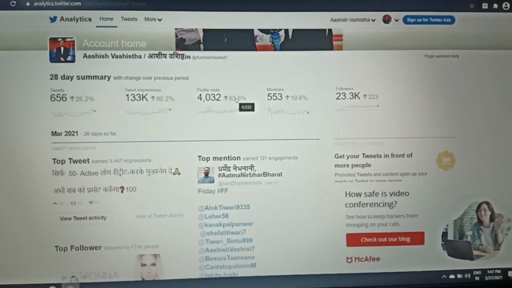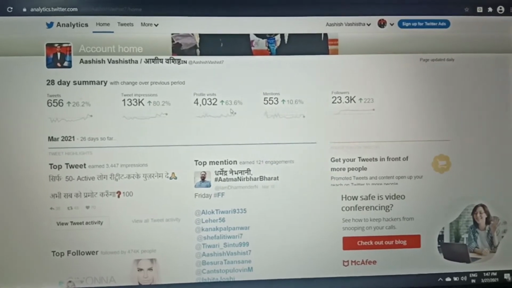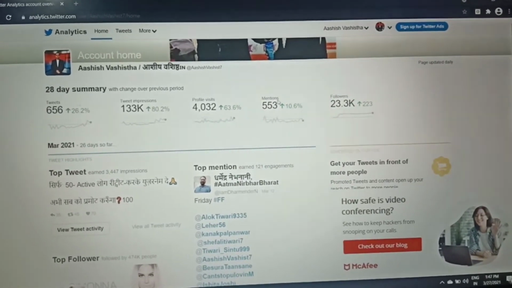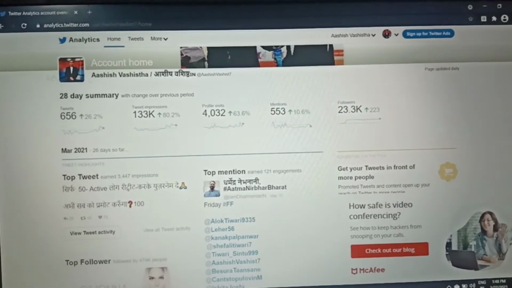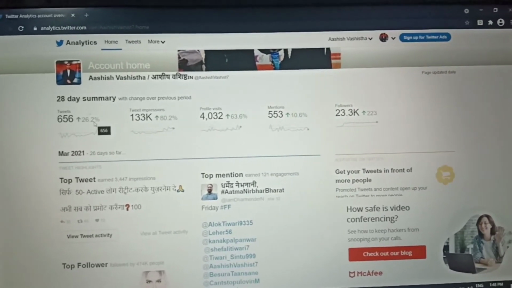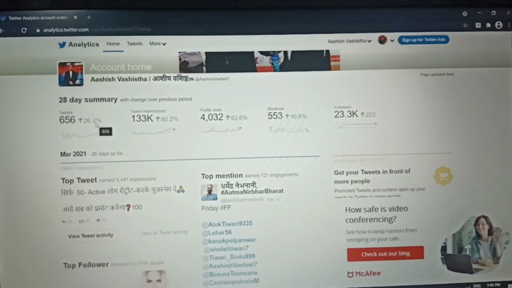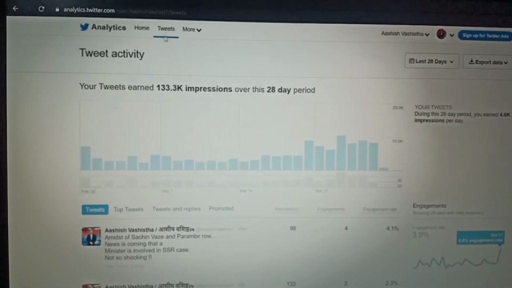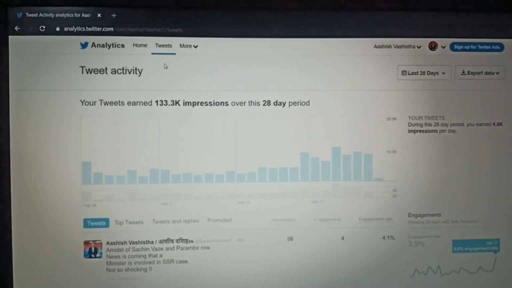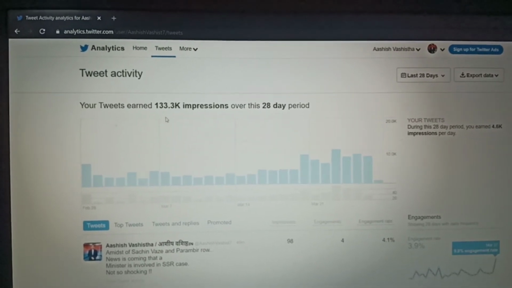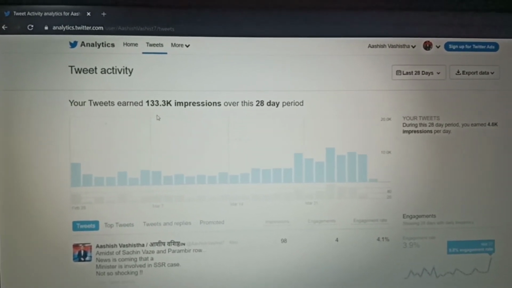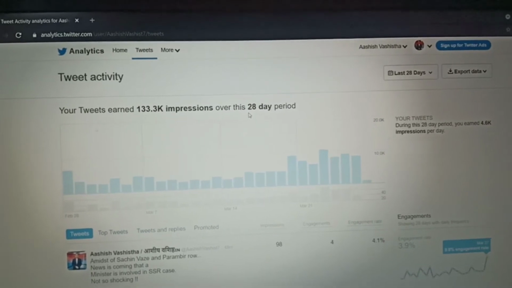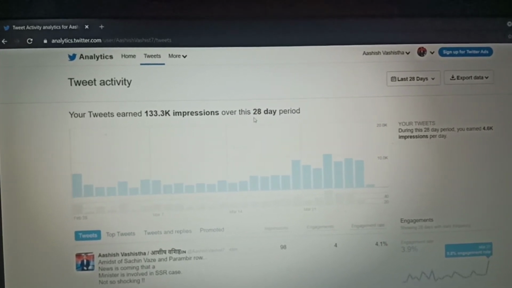You can see my tweets. I have increased my tweets from 300 to 656, and here you can also see right at the bottom top follower. So my top follower is Simona. Top follower means the follower who has the most followers. Simona is an actress, and I am really thankful that she followed me. Your tweets earned 1,33,000 impressions over this 28-day period.